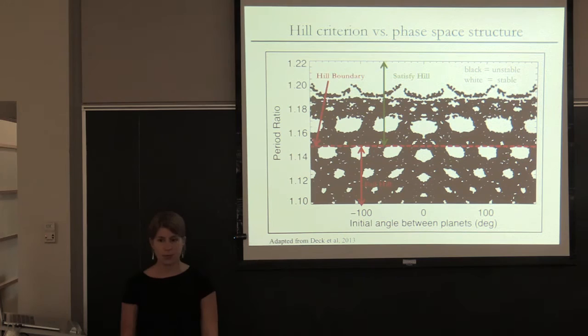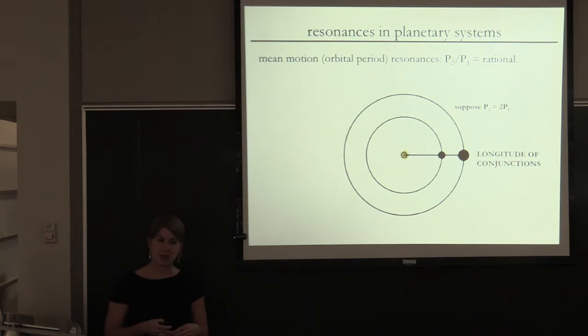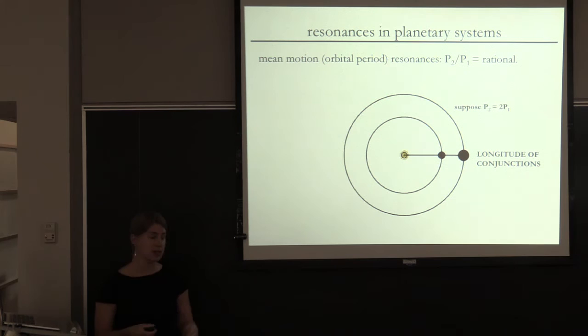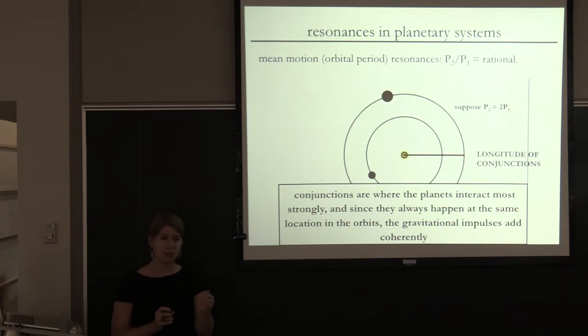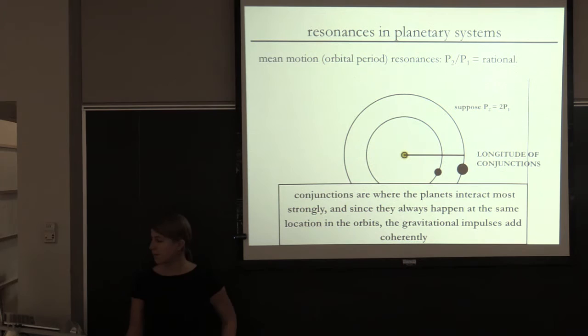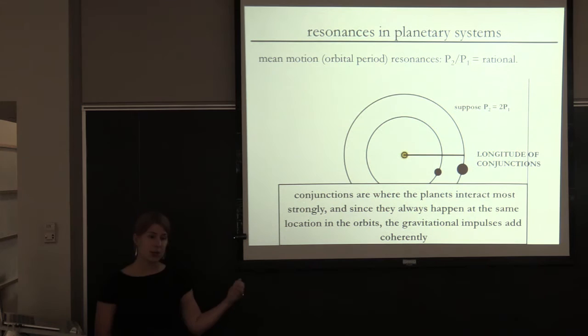Okay. So to motivate a bit more why resonances are so important for stability, I'd like you to consider the case where you have two planets near mean motion resonance, near the 2-to-1 mean motion resonance. I've started them at conjunction, where the planets are interacting most strongly. As the planet orbits evolve, conjunctions always happen at the same location of the orbits. And because conjunctions are where they interact most strongly, the small gravitational impulses that the planets give each other add coherently in time. This is the standard resonant effect, that small perturbations can add up over time to produce a large effect. That's the reason why resonances are important if you care about stability: that's the location where these small perturbations actually matter.